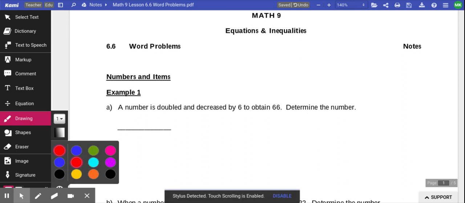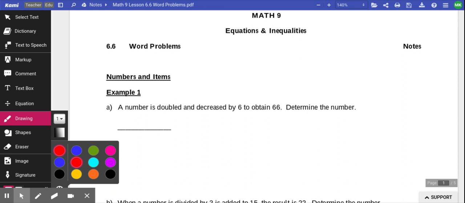When I read a word problem, my strategy is I read the problem once, just because it's kind of going to freak me out, in all honesty. So I'm going to read it, get confused, and then I'm going to just relax. I'm going to read it again, and then try to build the equation, so turn the words into letters and numbers as I read the question. So it says, a number is doubled and decreased by 6 to obtain 66. Determine the number. All right, that's freaky, right? You read that, you're like, I have no idea what the number is.